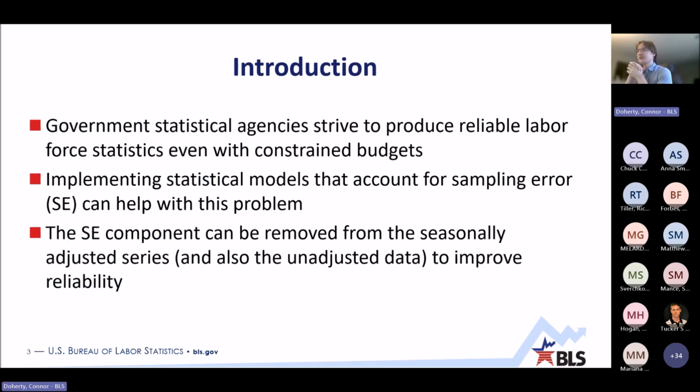So starting off with that introduction, government stat agencies always strive to produce reliable labor force statistics, even with constrained budgets. And this is even more important nowadays with the rising non-response rates that a lot of us are seeing. And one way we can try and help with these issues is by accounting for sampling error inside of our models. And this sampling error component can be removed from our seasonally adjusted series to improve reliability, and it can also be removed from the unadjusted data.